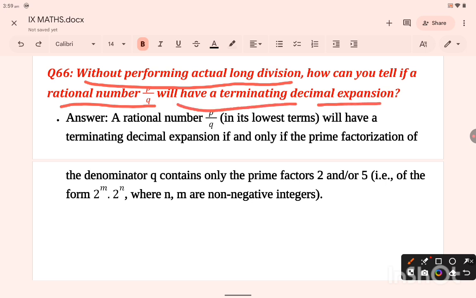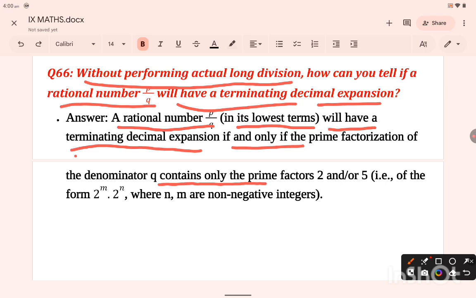Now the answer is: a rational number p by q in its lowest terms, that is, in simplest form, meaning both numerator and denominator have no common factors other than 1, will have a terminating decimal expansion if and only if the prime factorization of the denominator q contains only the prime factors of 2, or only the prime factors of 5, or only the prime factors of both 2 and 5.